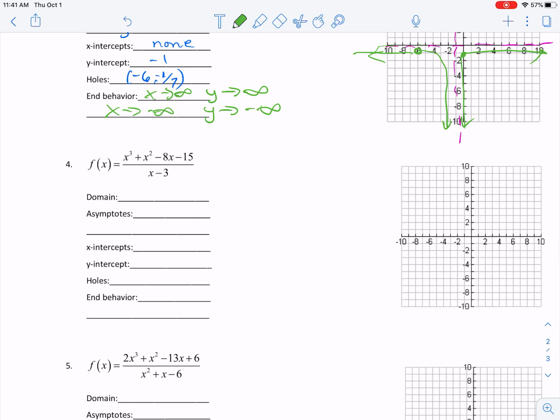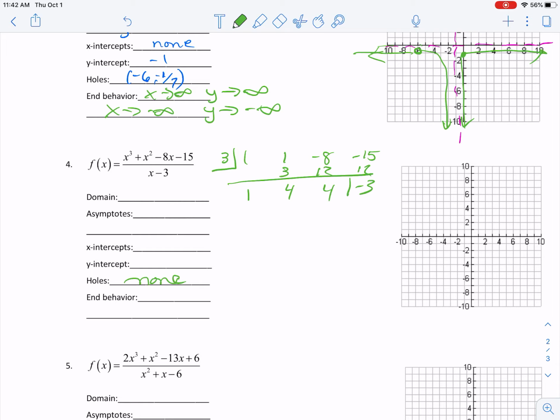This one, I had to check and see if it was a factor, and I don't know how to factor a cube, so I at least did synthetic division. 1, 1, -8, and -15. 1, that gives me 3, so that's 4. That's 12, that's 4. So that's 12, and that's -3. So it's not a factor, so there's no holes.